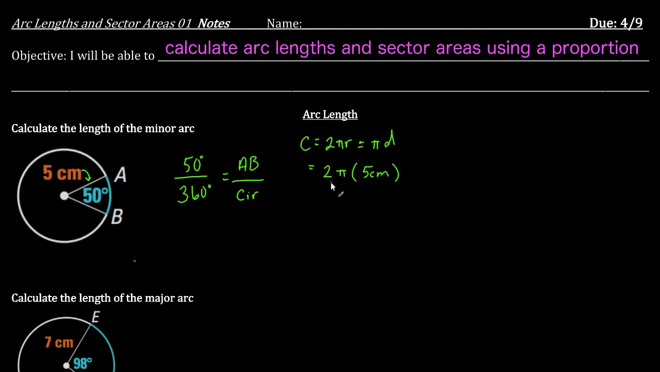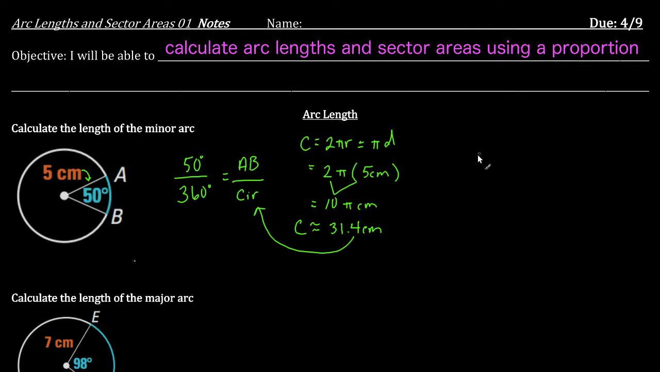So 2 times 5 centimeters is 10 pi centimeters. And then we're going to approximate this. We're going to use 3.14 for pi. So you're going to get 31 and 4/10 centimeters. So we can plug this in for the circumference, and we can find out what the length of AB is.